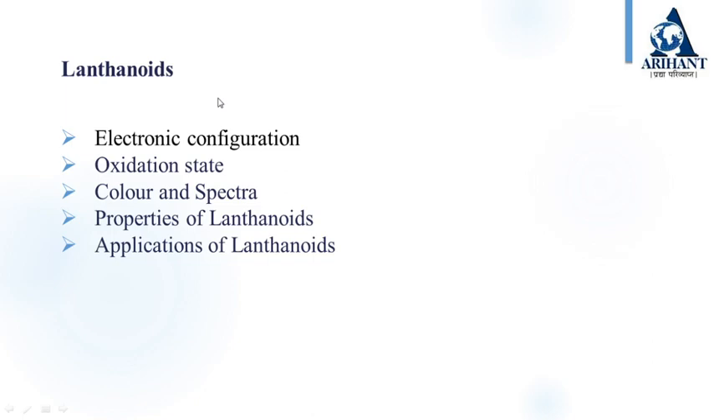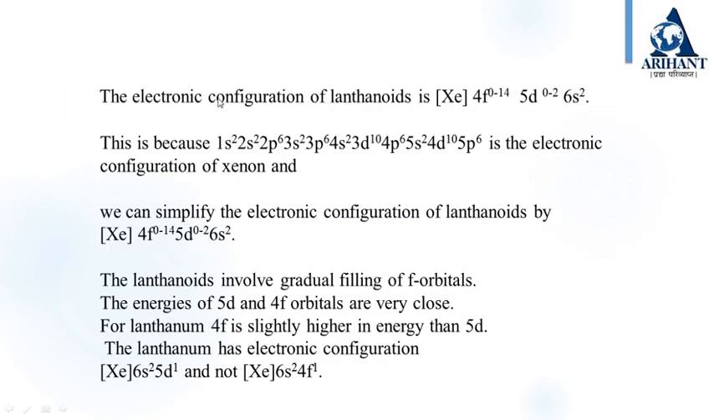Now we will see lanthanoids from the electronic configuration point of view, oxidation state, color and spectra, their properties and applications. The electronic configuration of lanthanoids is xenon 4f0 to 14, 5d0 to 2 and 6s2.